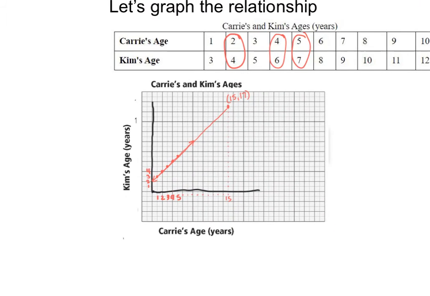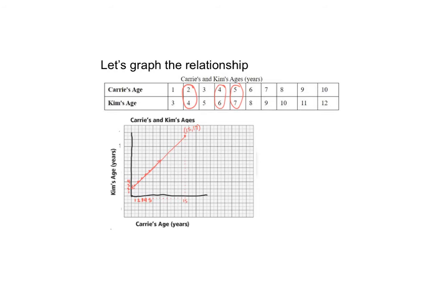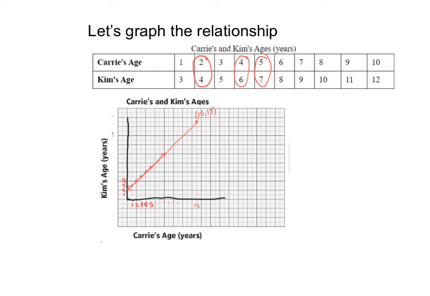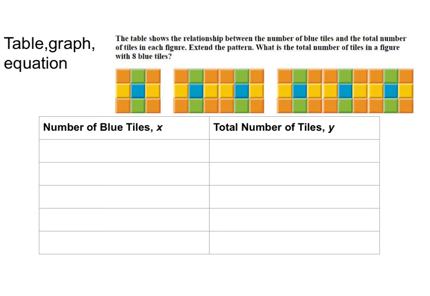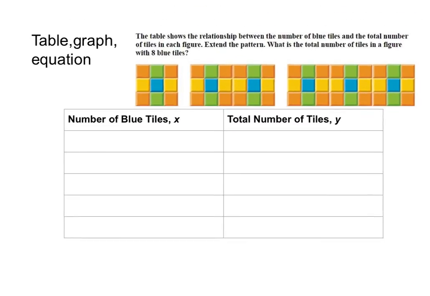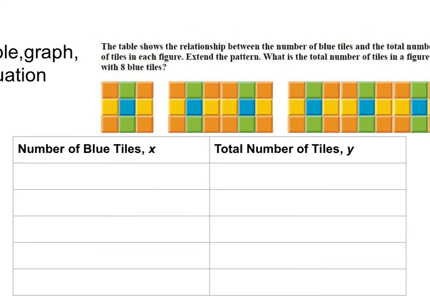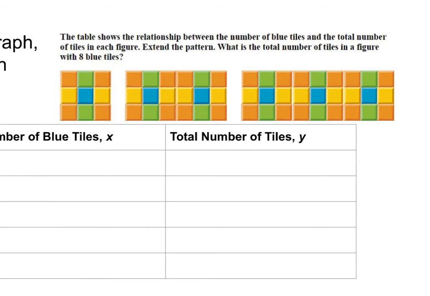All right. Carrie problem. We labeled Carrie's age for one axis and then Kim's age for the other. All right, so for this word problem up top, I want us to create a table, a graph, and then an equation. So the table shows the relationship between the number of blue tiles and the total number of tiles in each figure. Extend the pattern. What is the total number of tiles in a figure with 8 blue tiles?